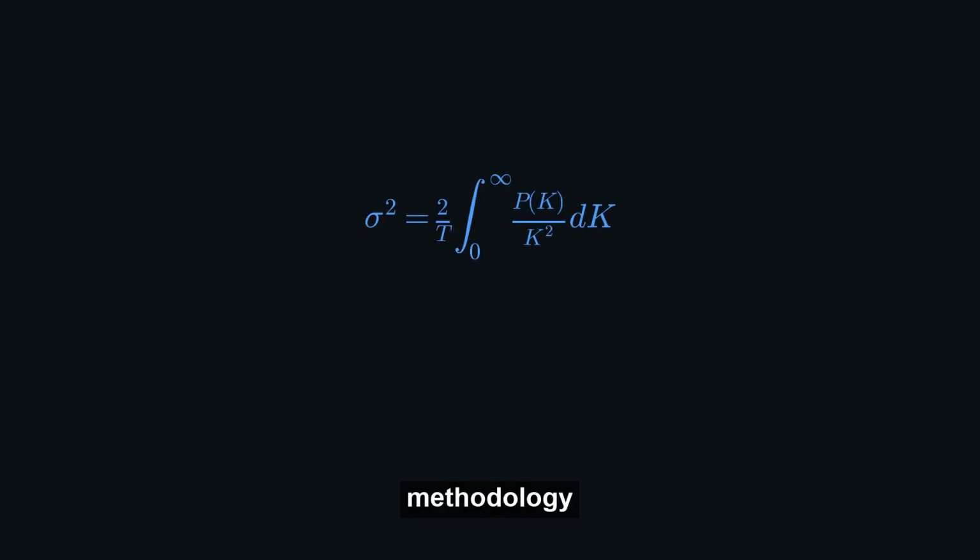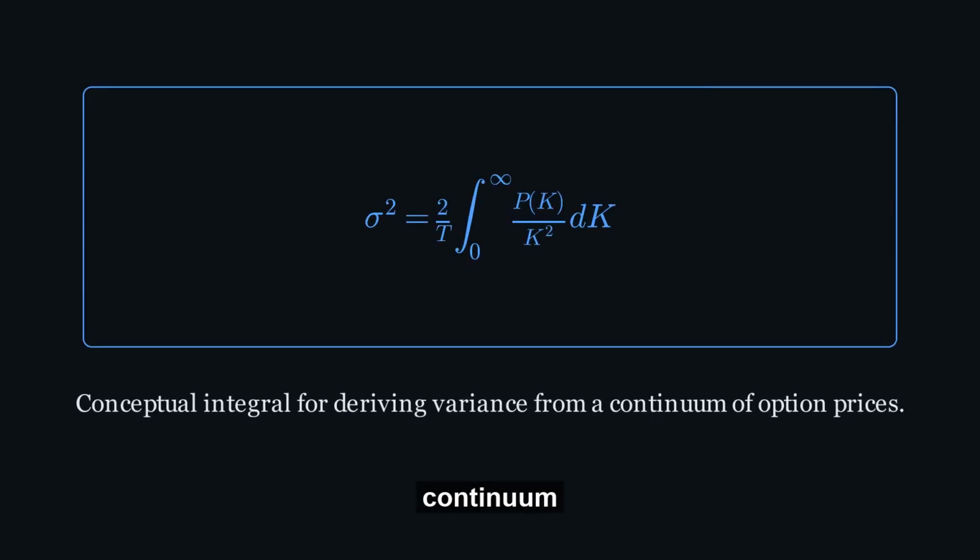Ultimately, the VIX methodology boils down to integrating across a continuum of out-of-the-money option prices to derive the market's expected variance. This integral, conceptually represented as $\sigma^2 = \frac{2}{T} \int_0^\infty \frac{P(K)}{K^2} dK$, where $P(K)$ is the price of an option with strike $K$, is the mathematical heart of the calculation. It aggregates the information from all available options into a single, forward-looking volatility measure, reflecting the market's collective wisdom.